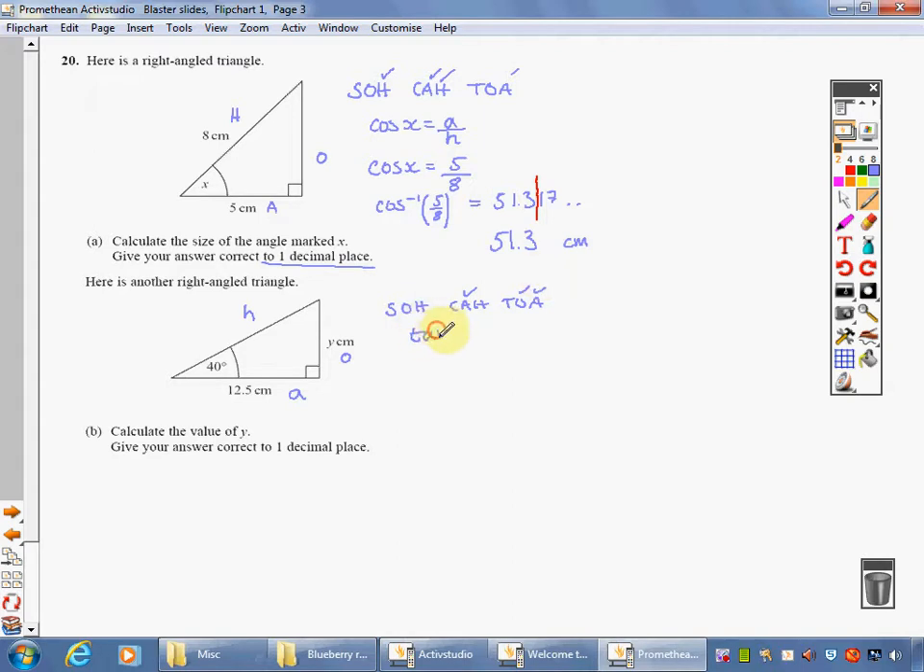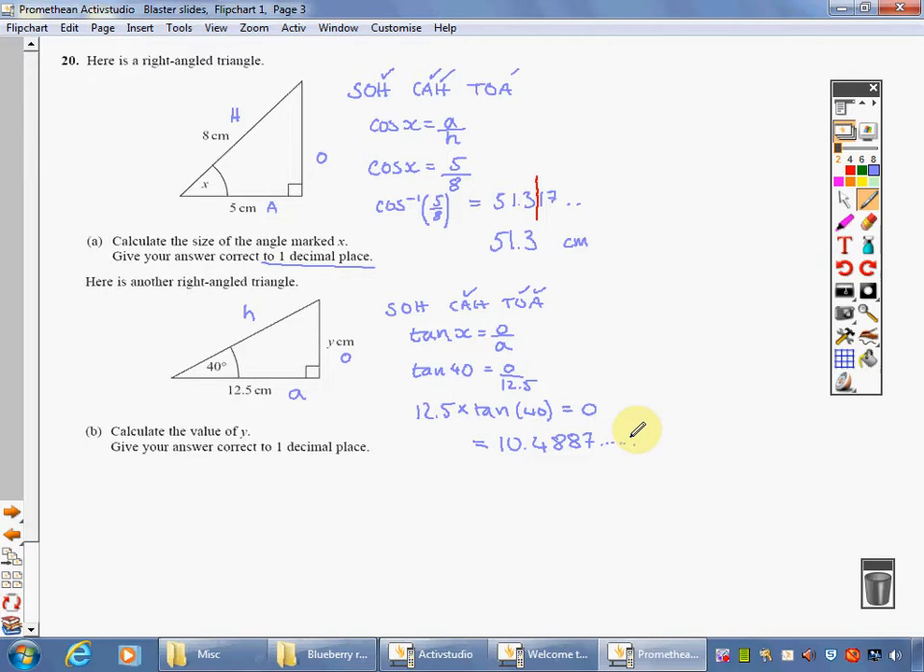So, general formula, tan x will be equal to O over A. Look at my particular triangle now. Tan of 40 will be equal to O divided by 12.5. Okay, let's rearrange that formula. Tan 40 equals O divided by 12.5, so 12.5 times tan of 40 will be equal to O. If I type that into my calculator, that's going to give me 10.4887, and then a little bit more as well.